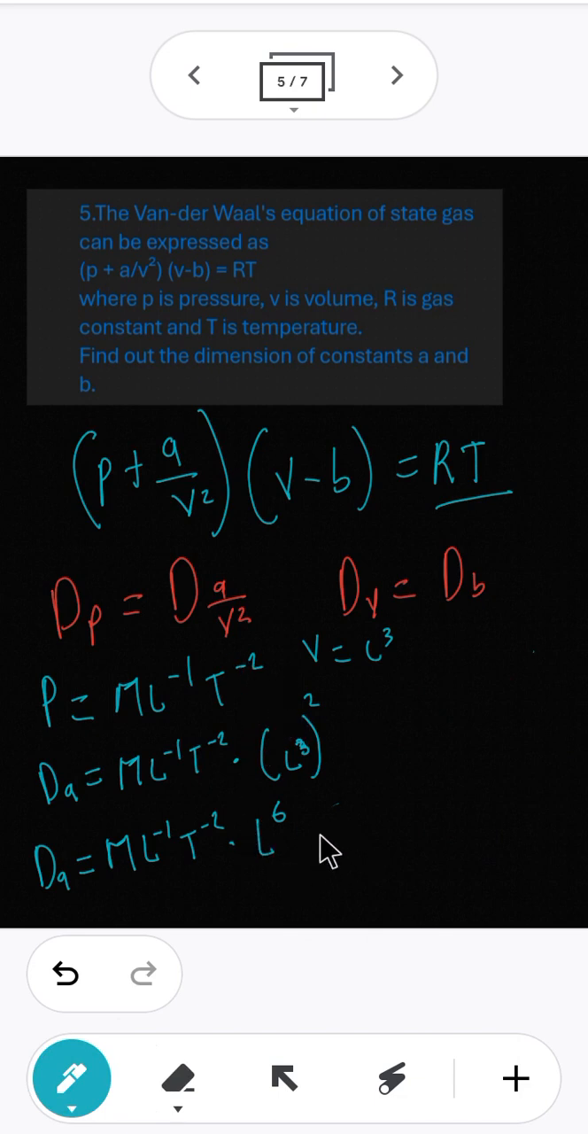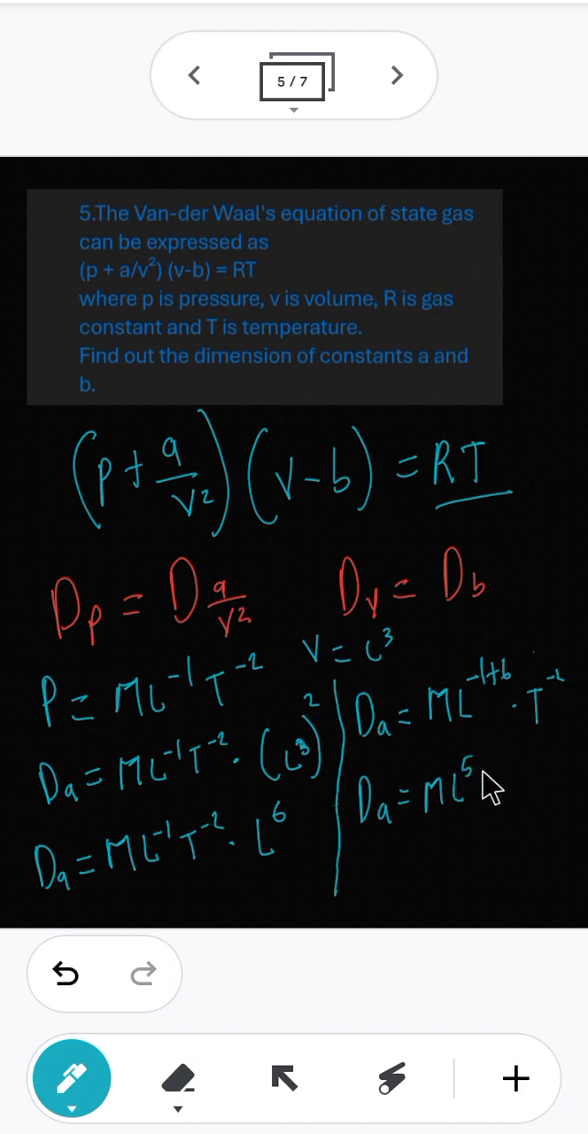So applying indices, we can have dimension of A to be M L, this is going to be minus 1 plus 6, multiplied by T raised to power minus 2. So the dimension of constant A becomes M L, now minus 1 plus 6 gives 5, M L^5 T^-2. So we have gotten the dimension of constant A.